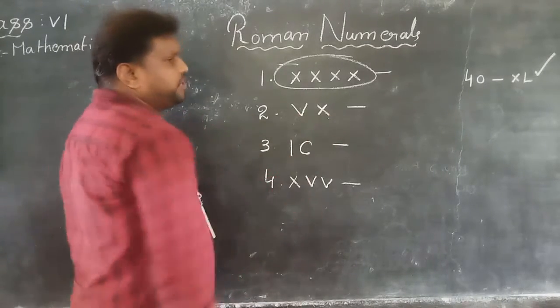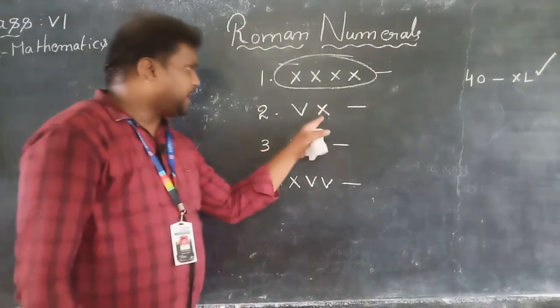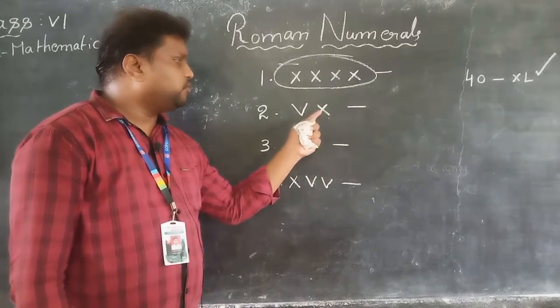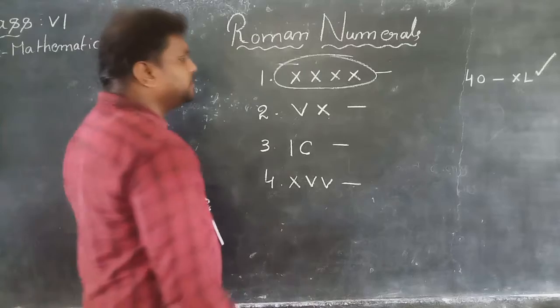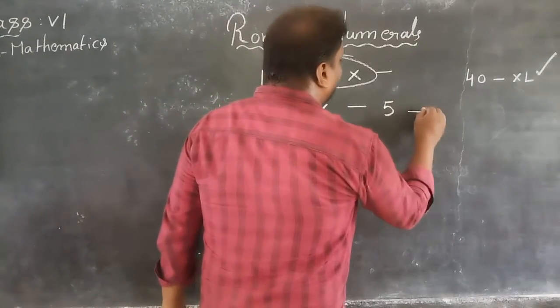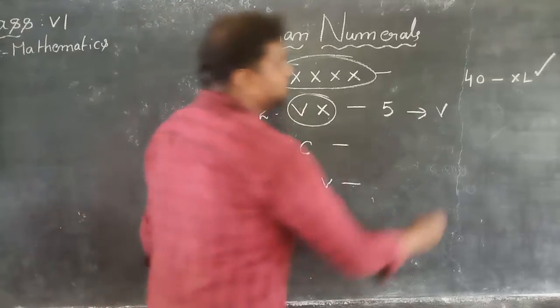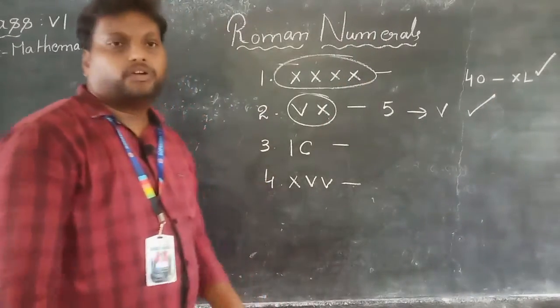Next VX. VX means what is the meaning? See, X minus 5. X value means 10. 10 minus 5, what is the answer? 5 only. Then we can write directly V. Then why are you using VX? That's why this is also wrong. This is correct. Okay, next one.